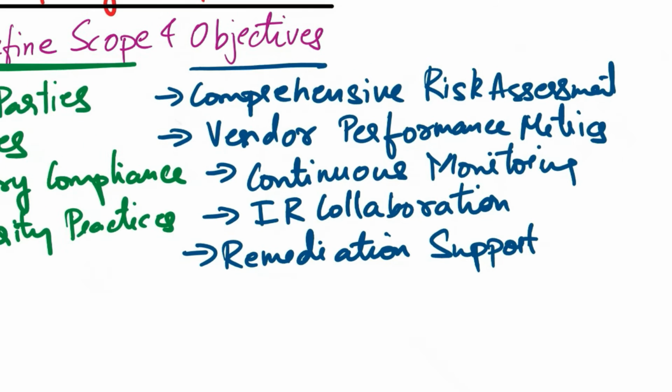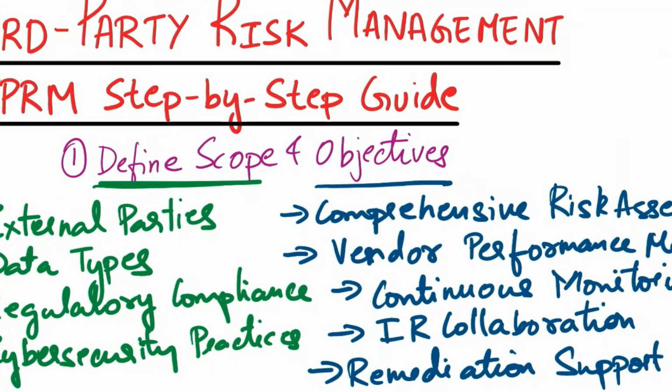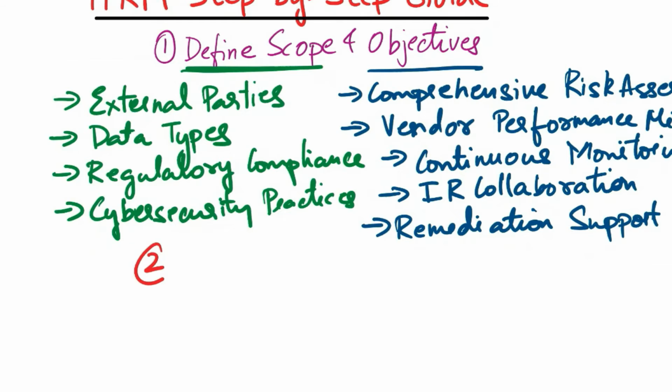So, in summary, defining the scope and objectives in TPRM is about clearly outlining what the program will cover and what specific goals it aims to achieve. This clarity is essential for effective planning, execution, and evaluation of the TPRM initiative. Let's go to the next step.